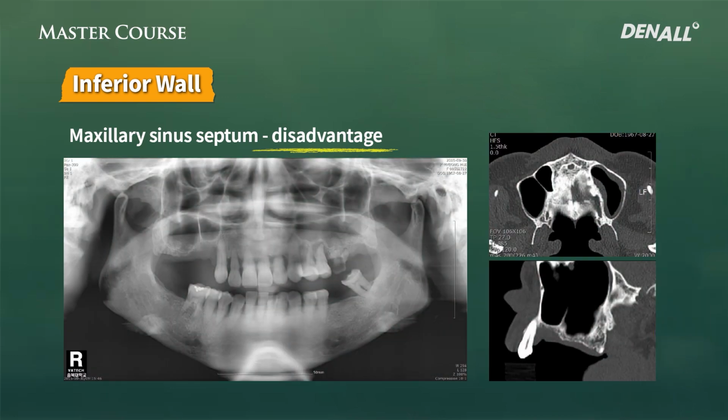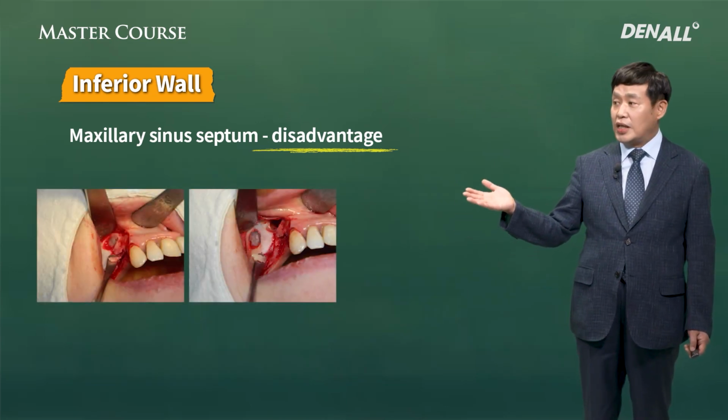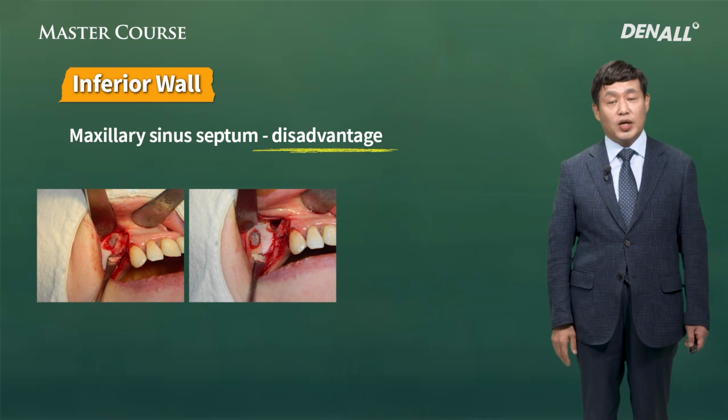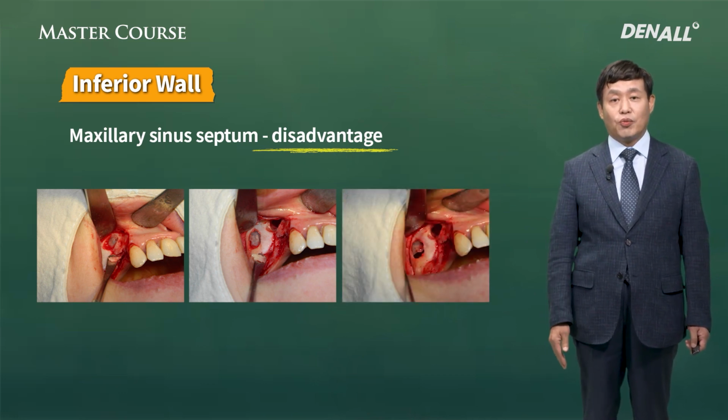Another case, in this patient, premolars and molars are missing. So between the premolars and molars, you can see a rather high septum. So 2 windows are made in the premolar and molar areas to do a sinus surgery. A window is made first in the premolar area, and later another window is made in the molar area due to the septum in the middle.